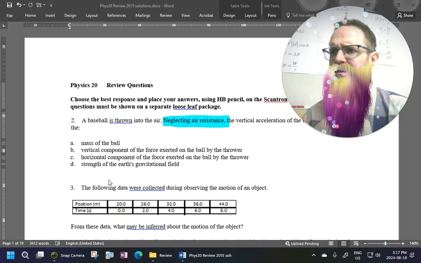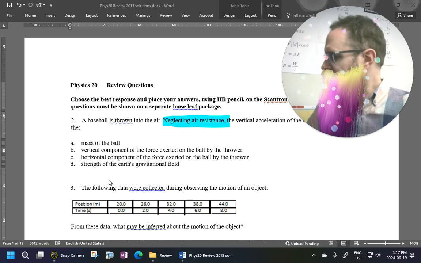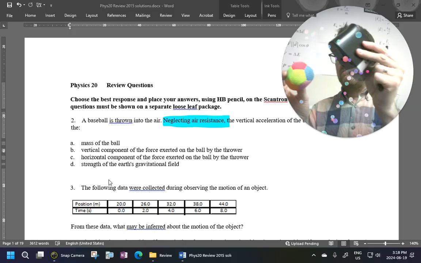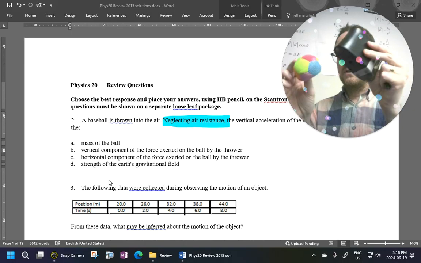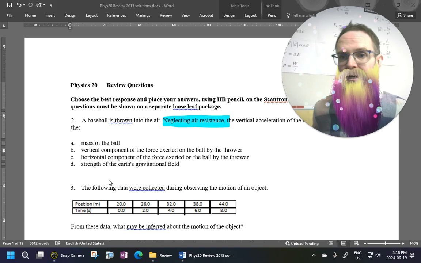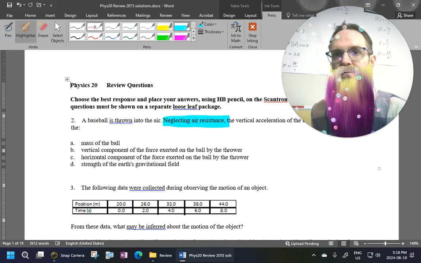So it depends on the mass of the ball? No. If I neglect air resistance and I drop two things, like this ball here and this pencil sharpener, they're both going to drop at the same rate. So that's wrong. Let me just cross that off there.